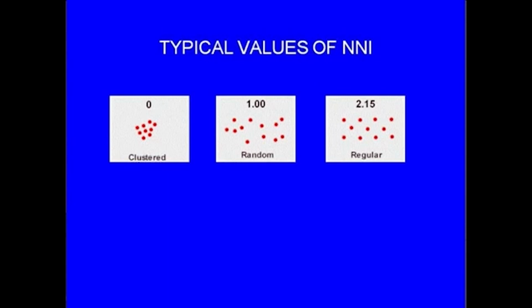However, when this value of NNI is equal to 2.15, the viewer may see that now the points are distributed within the feature space in a very regular, orderly, structured manner, and this is what we call a regular distribution of sample points.